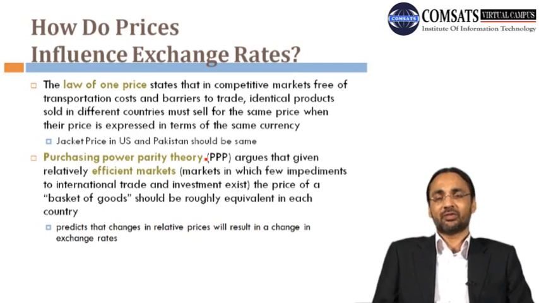Like for instance, this book, or one shirt. If the cost of one shirt is 500 rupees in Pakistan, and if we consider the rate $1 is equal to 100 rupees, that shirt should cost $5. This is called the law of one price, and its condition is that transportation cost and barriers to trade are non-existent.